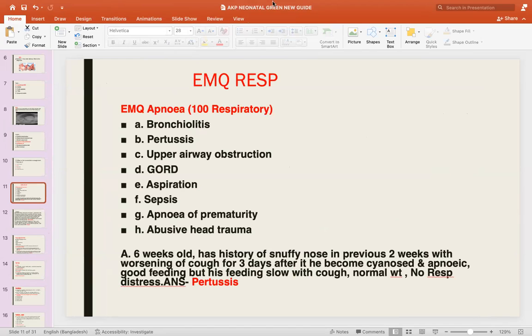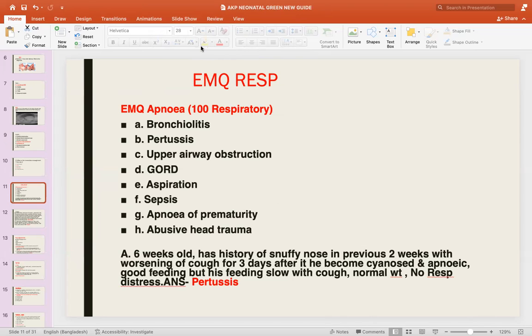Do you have any confusion? Why is this sepsis? Why not apnea of prematurity? Do you think this is apnea of prematurity? In apnea of prematurity, do you think the baby will be lethargic, unarousable? No. Do you think this is head trauma? No. Because non-accidental injury, we will think of last, not first.